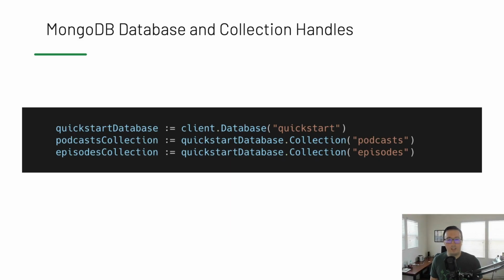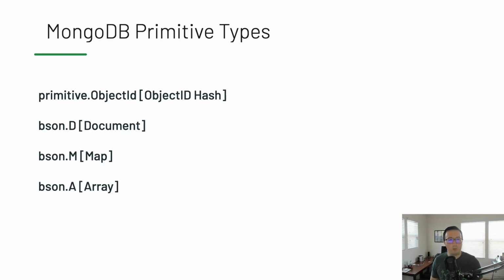Now let's say that this is the kind of design behind our database and our collections. We have a database maybe called quickstart, and we have two collections, one called podcasts and one called episodes. And they hold each of the documents respectively. Now I told you in the previous slide that we'd get more into it when it came to that bson.M and then the empty brackets.